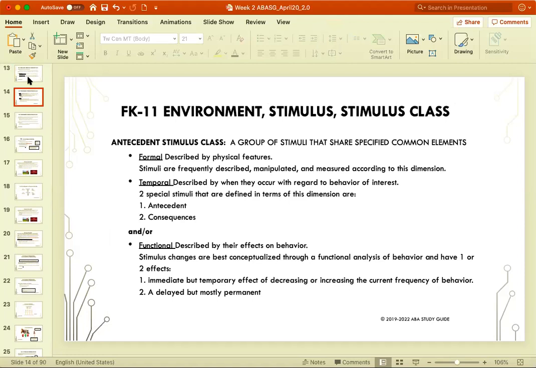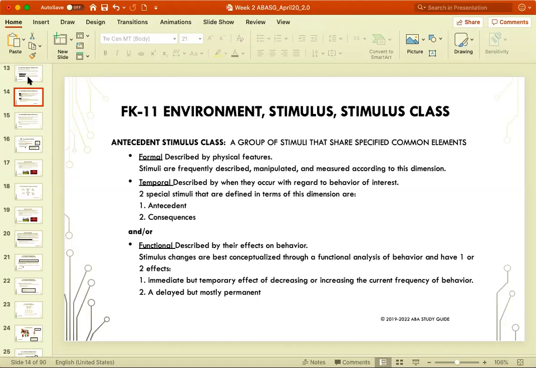Your antecedent stimulus class is a group of stimuli that share specified common elements. Your formal antecedent class is described by physical features. So the stimuli are frequently described, manipulated, and measured according to that dimension, its physical features. The way I think about it is they look alike, they sound alike, they smell alike, whatever it should be. They're formal physical features.